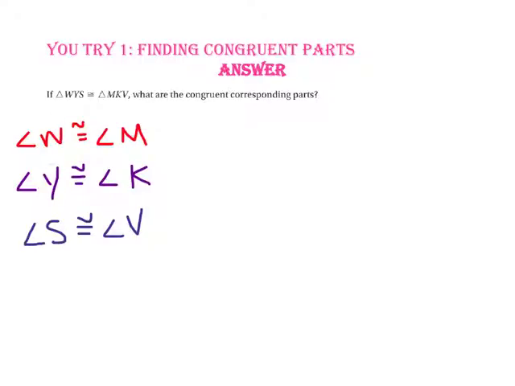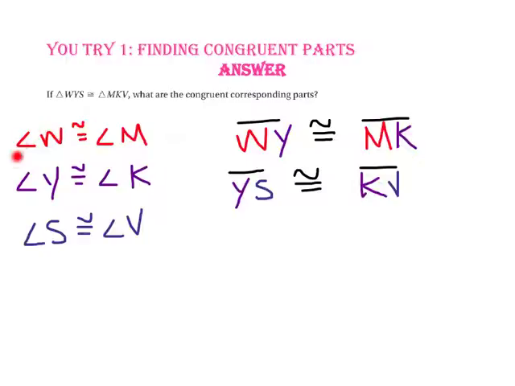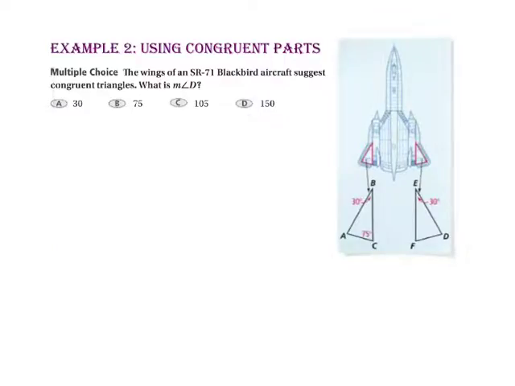W and Y and M and K are our first two letters, so side WY will be congruent to side MK. Since Y and S and K and V are our second and third letters, side YS will be congruent to side KV. And since W and S and M and V are our first and third letters, side WS will be congruent to side MV. Here are our 3 pairs of congruent corresponding angles and our 3 pairs of congruent corresponding sides. In example 2, we will use congruent parts.